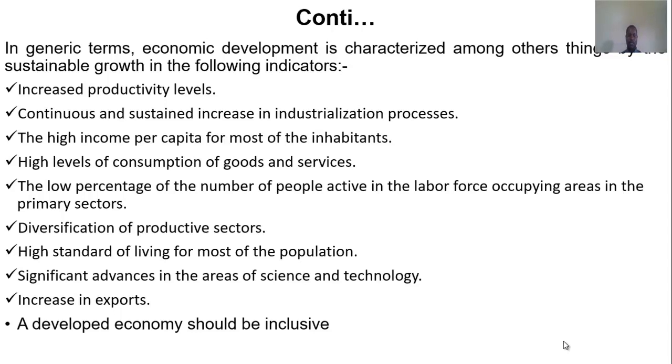Significant advance in the areas of science and technology. Increase in exports. Okay, those are the indicators of economic development. And a developed economy should be inclusive. One thing that you should be clear with: a developed economy should be inclusive.